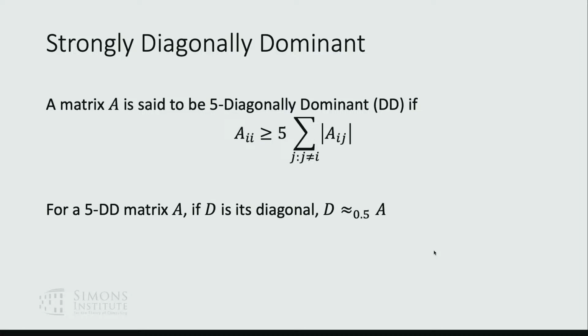It's actually pretty easy to show that for a 5 diagonally dominant matrix, its diagonal is a constant approximation to the matrix itself. It's a pretty easy proof. All you have to observe is that a 1 diagonally dominant matrix is actually PSD. So I can write my 5 diagonally dominant matrix as a large diagonal plus a PSD matrix that's strictly smaller by a factor of 4. You lose another factor of 2 and you get a half approximation.